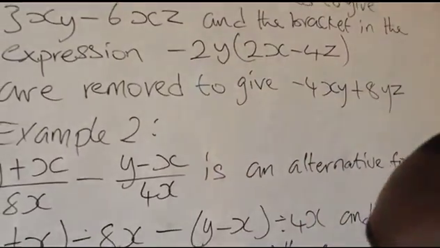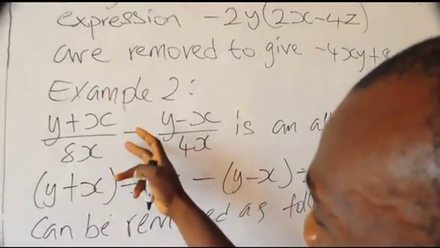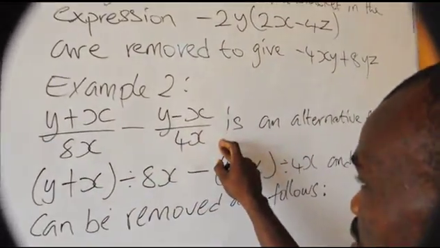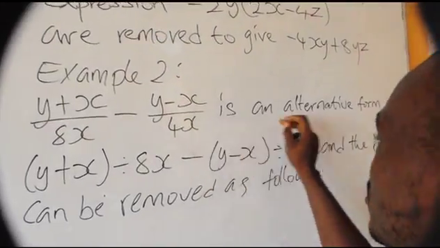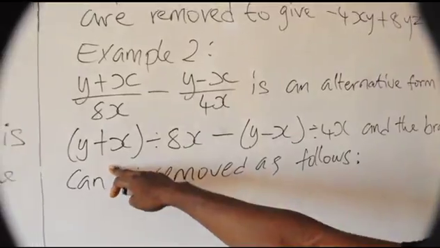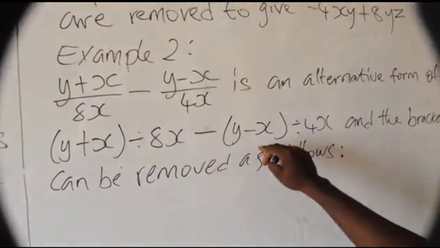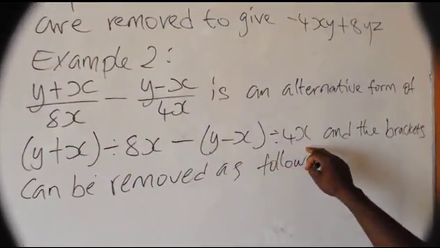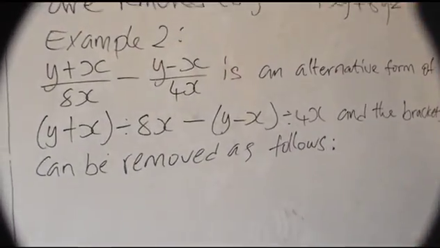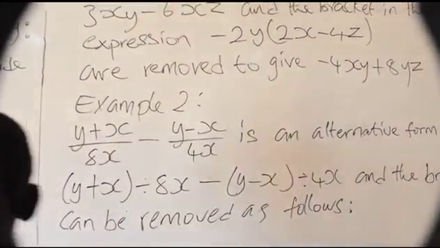Example, y plus x over 8x minus y minus x over 4x is an alternative form of y plus x divided by 8x minus y minus x divided by 4x, and the bracket can be removed as follows. So let's look at how to remove the bracket.